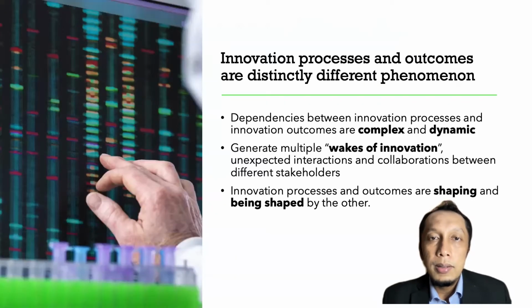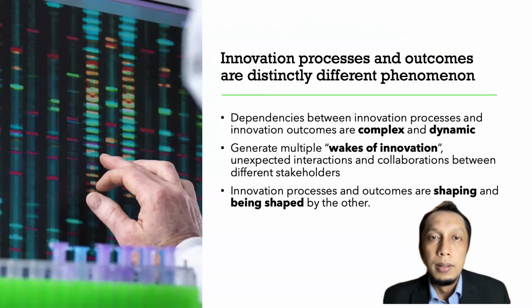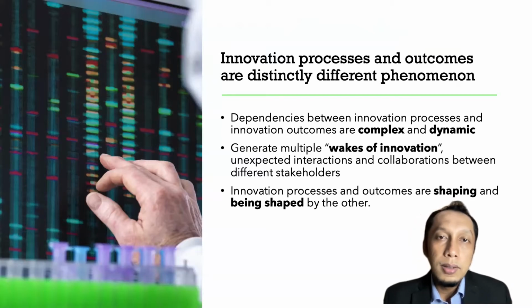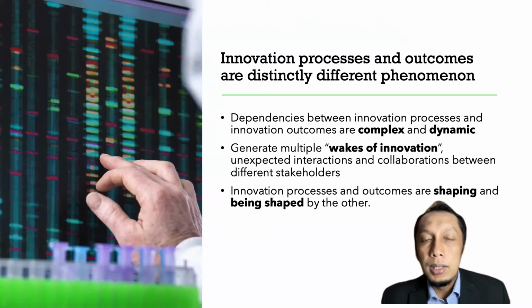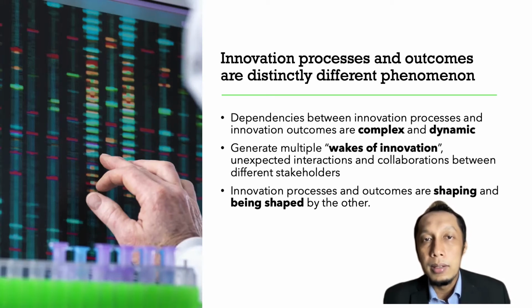Now, the third assumption is that innovation process and outcomes are distinctly different phenomena. With digital innovation, this is no longer true because we can see dependencies between innovation processes and innovation outcomes as a complex and dynamic process. And because of this, it can generate multiple waves of innovation, and unexpected interaction and collaboration between different stakeholders. And because of this, innovation processes and outcomes are shaping and being shaped by each other.